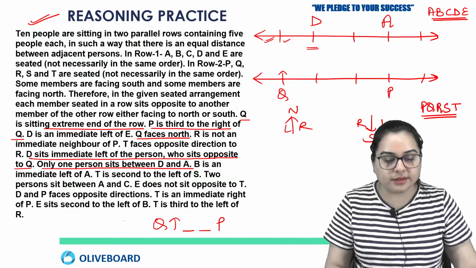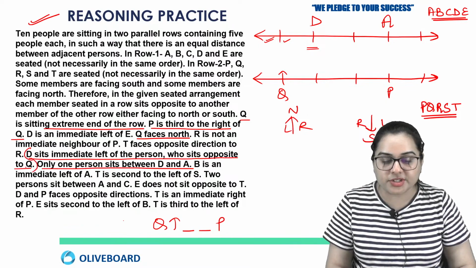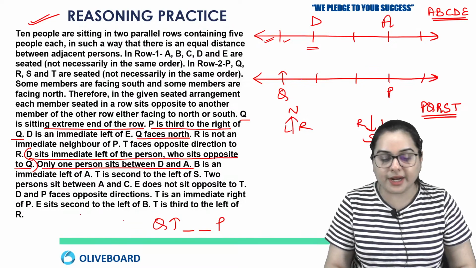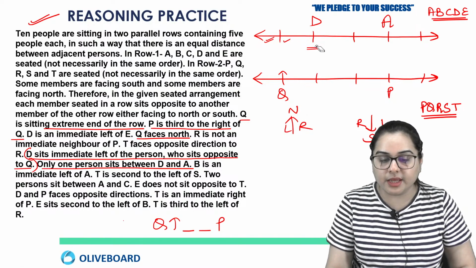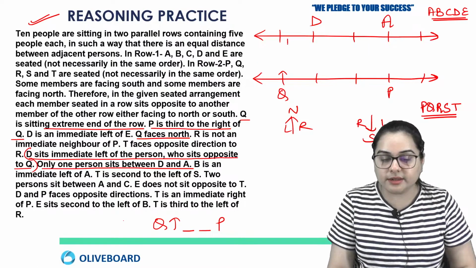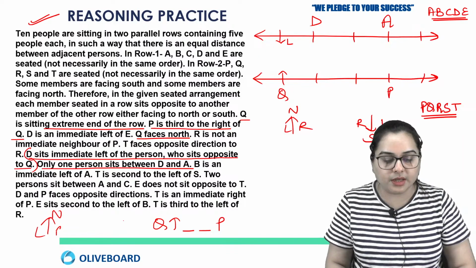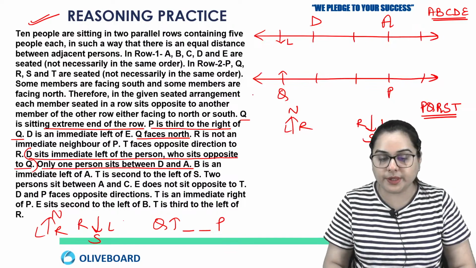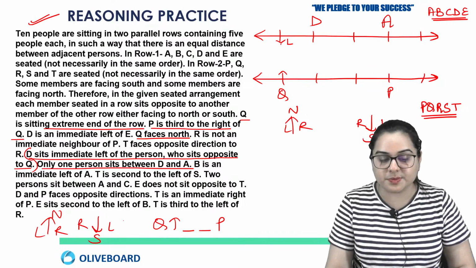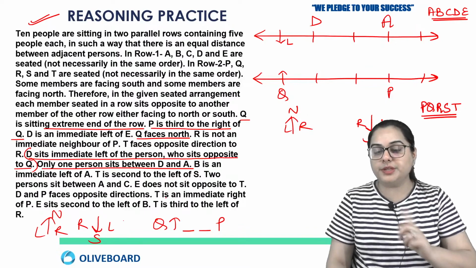Another thing, let's mark the facing from this line: D sits immediate left of the person who sits opposite to Q. If D is immediate left of that person, that means this person will be facing south, because it is possible only in the case of facing south. I'll just mark north and south here. So this person must be facing south, right? Now any other information related to P, Q, D and A.